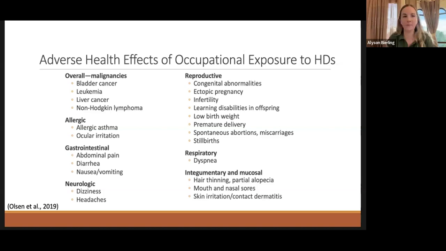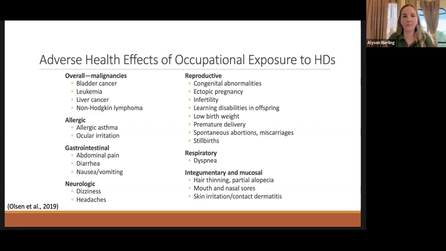There are some more immediate effects, such as an allergic reaction, so allergic asthma, irritation of the eyes, some GI side effects as well, such as abdominal pain, diarrhea, nausea and vomiting, dizziness, headaches, dyspnea, some integumentary and mucosal effects as well, such as hair thinning, mouth and nasal sores, and skin irritation or contact dermatitis.